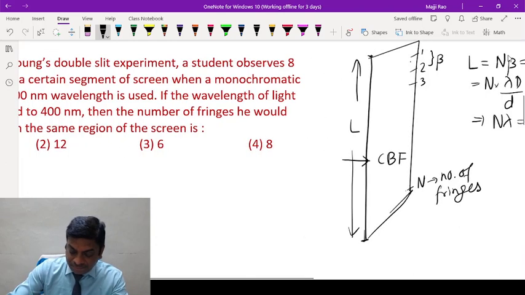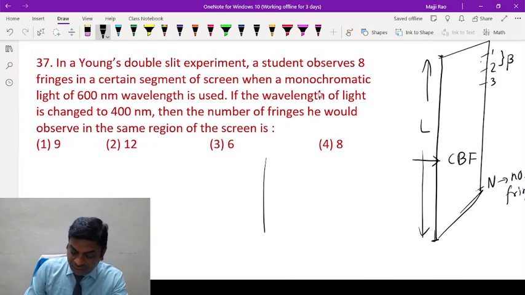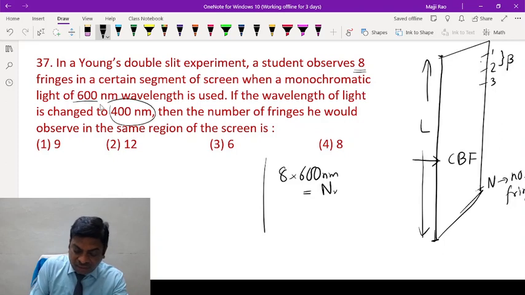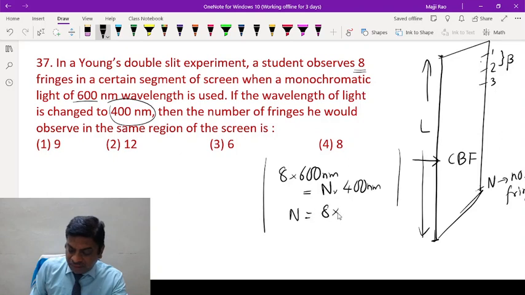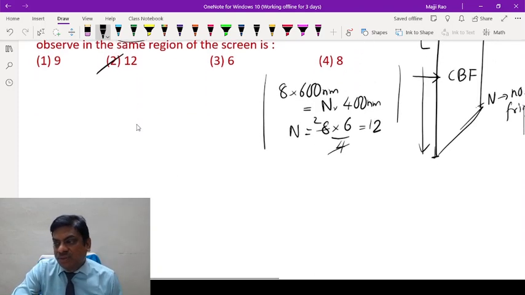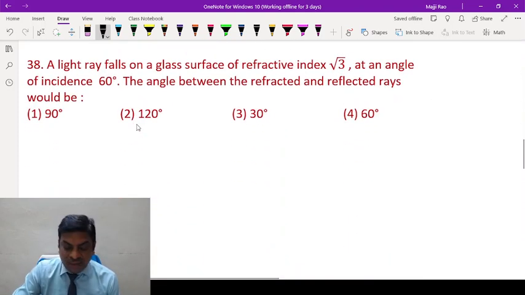So accordingly, initially the number of fringes was 8 and the corresponding value of lambda was 600 nanometer. Whereas now what has happened? We want to know the new number of fringes when the wavelength has been changed to 400 nanometer. So automatically n will be 8 into 6 by 4. So 4 2s are 8, 2 6s are 12. So correct option is second option, 12. Moving on to the next question.